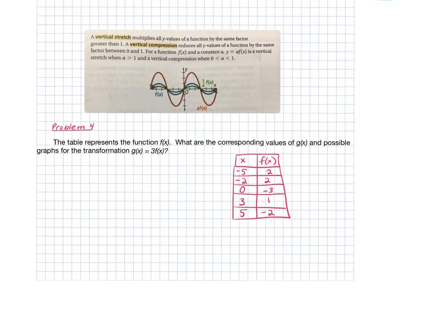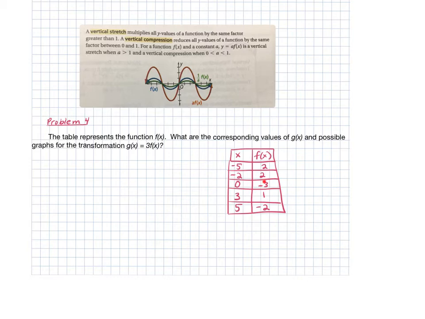So let's see how this works in an example. This table represents a function. What are the corresponding values of g of x and possible graphs for the function transformation if it was 3 times f of x? You can see this in a table pretty easily, right? This is the 3 after the f of x, so your y values get multiplied by 3. So 2 times 3, right? If you multiply these all by 3, you get 6, 6, negative 9, 3, and negative 6.